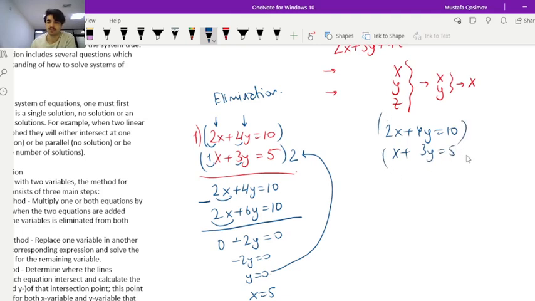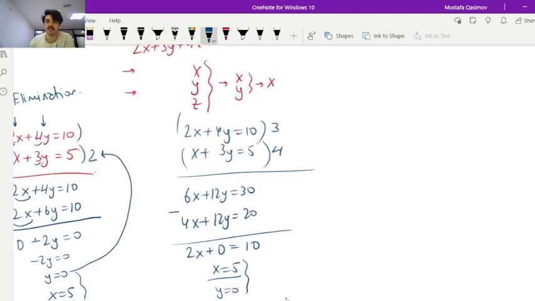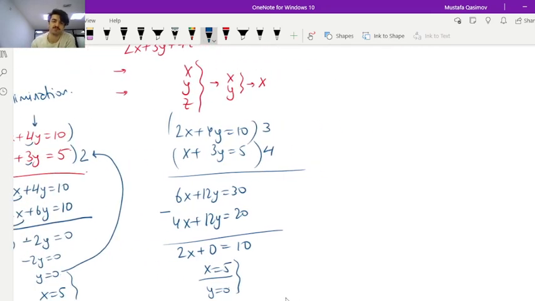For this one we have to multiply the first one by 3 and the second one by 4. So we will get 6x plus 12y is equal to 30, and 4x plus 12y is equal to 20. And when we find the difference of them, we will get 2x plus 0 is equal to 10, and x is equal to 5. Then we have to put this number in the first or second equation. We will get y is equal to 0. So we have to get the same answer for both of them. Which one is easier to do?